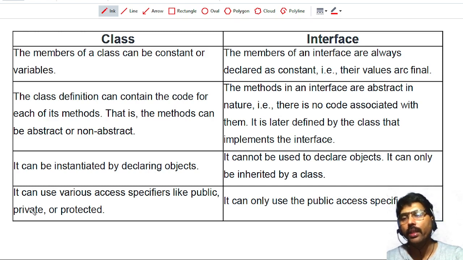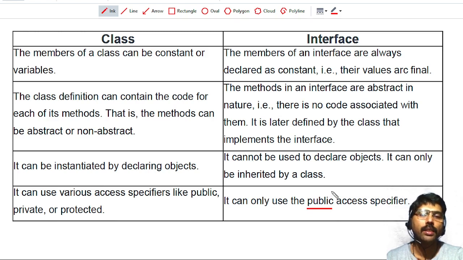The next difference is that a class can use various access specifiers like public, private, and protected. But in an interface, all the members are always public. We cannot create private or protected members. It is always public. So the public access specifier is optional in the interface.